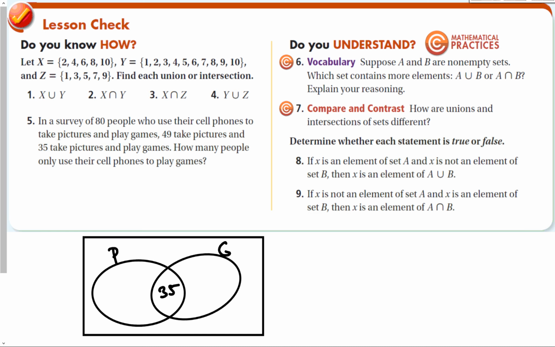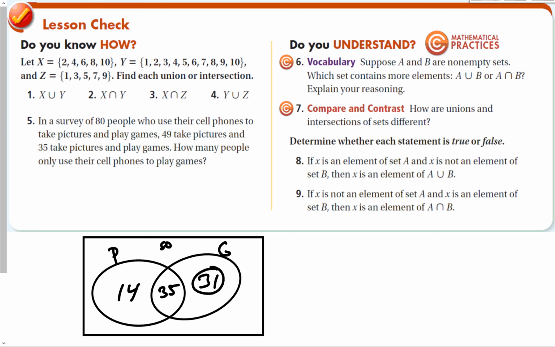So we take the 49 minus the 35 to give me 14 people in there. There were 80 people in the survey. So whoops, we take 35, add it to the 14 to give me my 49, and then we just take 80 minus the 49 to give me 31 people in that group right there. So the question is, how many people only use the cell phone to play games? And that's these 31 people.